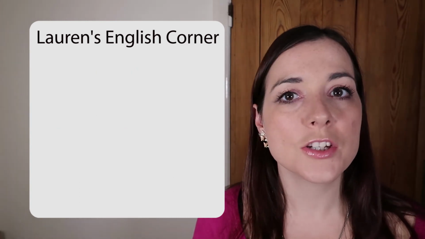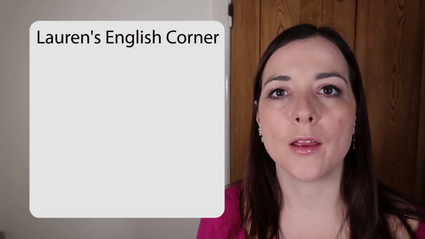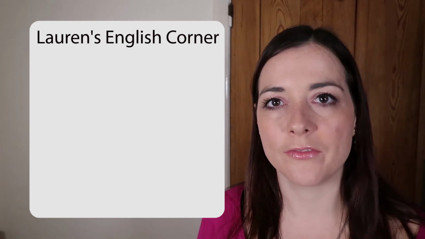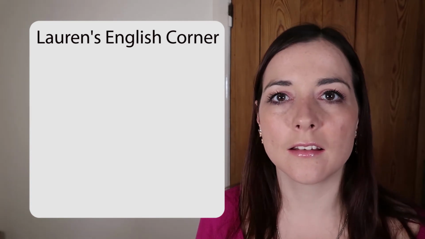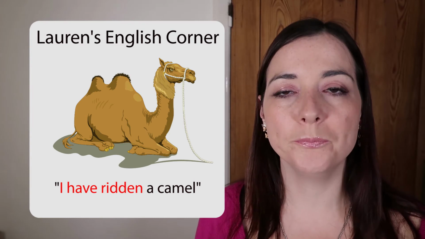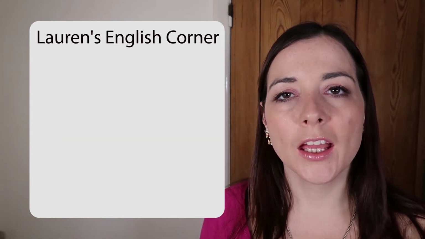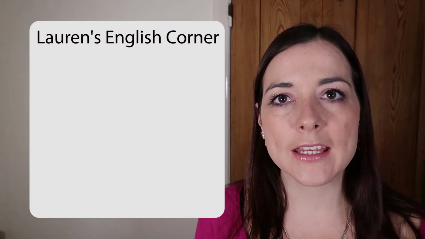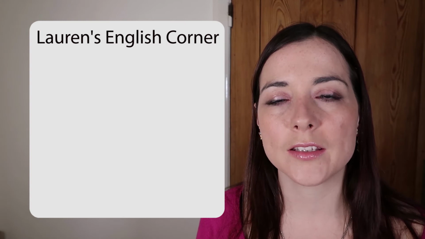But if you're just talking in general about things that you've done, then you need to use the present perfect. I have done. I have been, I have eaten, I have ridden a camel, for example, or he has ridden a camel. So those are the three different reasons that we use the present perfect.